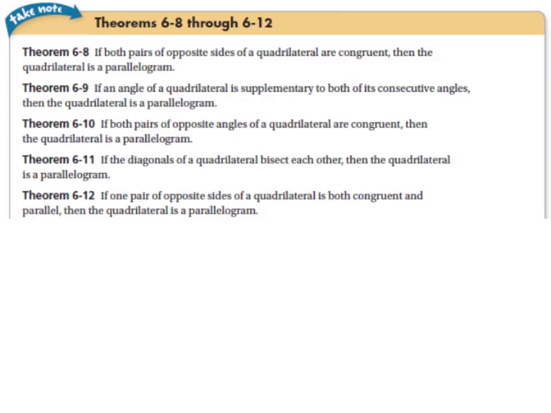So just like 6.2, I'm going to draw the picture that would look best for the theorem. If both pairs of opposite sides of a quadrilateral are congruent. So if I'm doing 6.8, and if here was my shape, if I know that my opposite sides are congruent, then this will be a parallelogram.